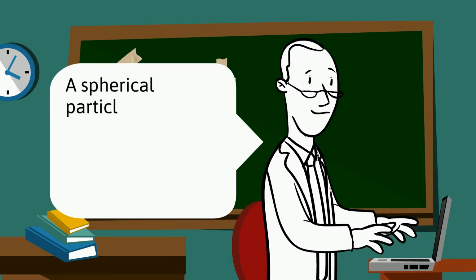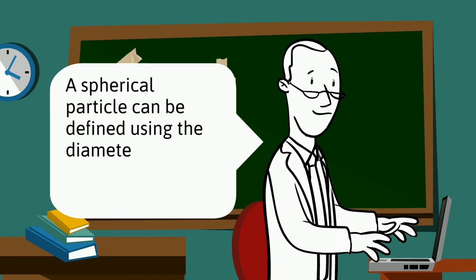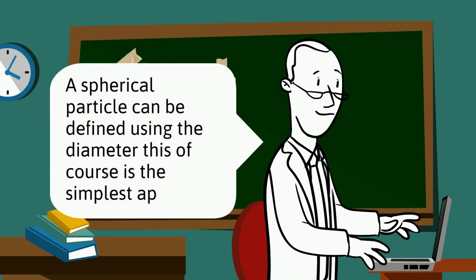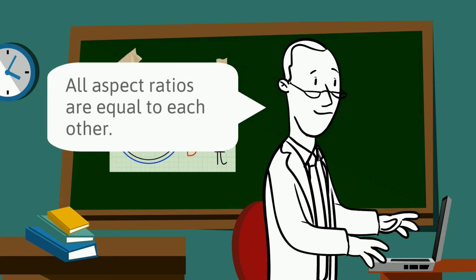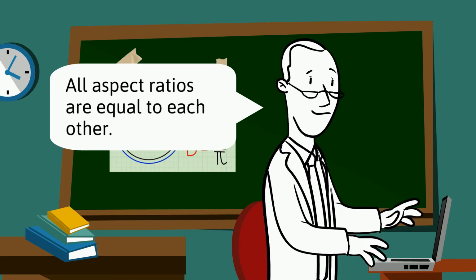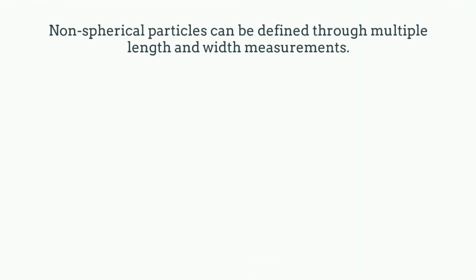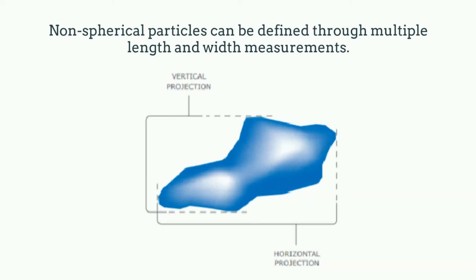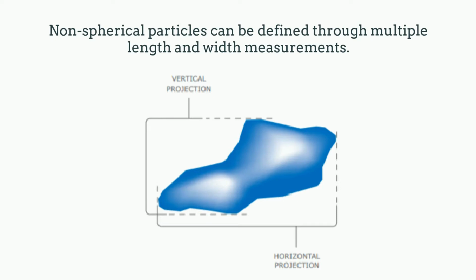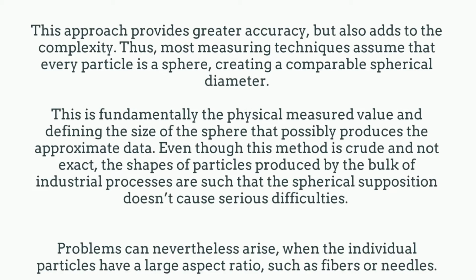A spherical particle can be defined using the diameter. This, of course, is the simplest approach. All aspect ratios are equal to each other. Non-spherical particles can be defined through multiple length and width measurements. This approach provides greater accuracy, but also adds to the complexity.